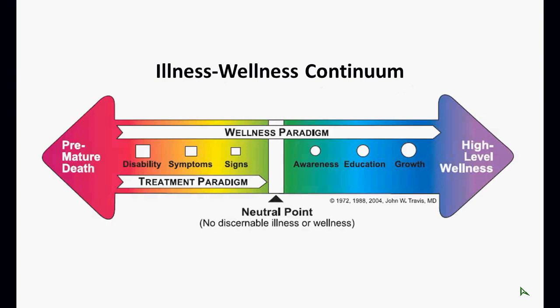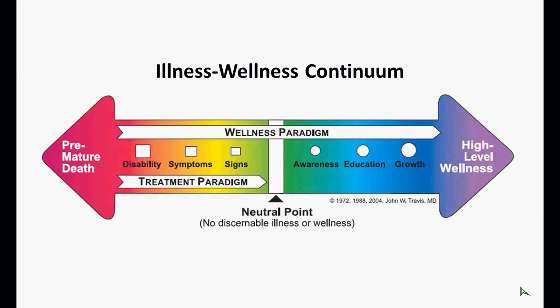The treatment paradigm basically moves from premature death through disability, signs and symptoms to get you to this neutral point where there's no discernible illness or wellness. So basically you have a clean bill of health. There's nothing wrong with you. And so that's really the paradigm of treatment or the disease model. It's not trying to optimize health beyond that, but basically just to remove any problems.